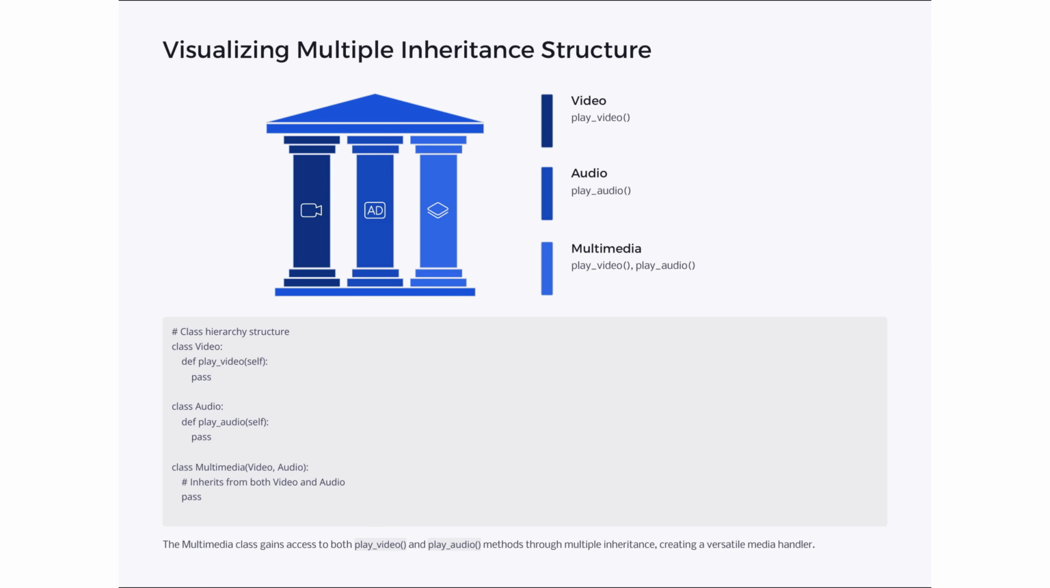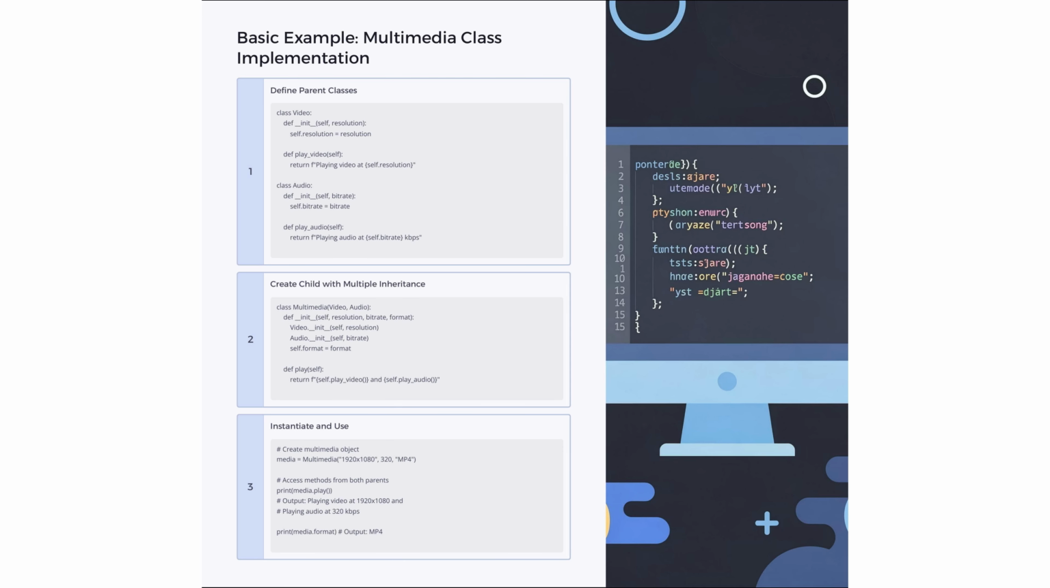audio functionalities. The multimedia class inherits from video and audio, initializing with resolution, bitrate, and format. It combines functionalities, allowing media to play video at 1920 by 1080 and audio at 320 kilobits per second. The format is MP4, demonstrating effective use of multiple inheritance to create a comprehensive media handler.